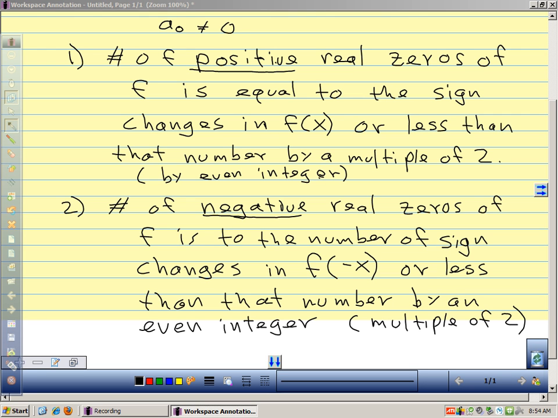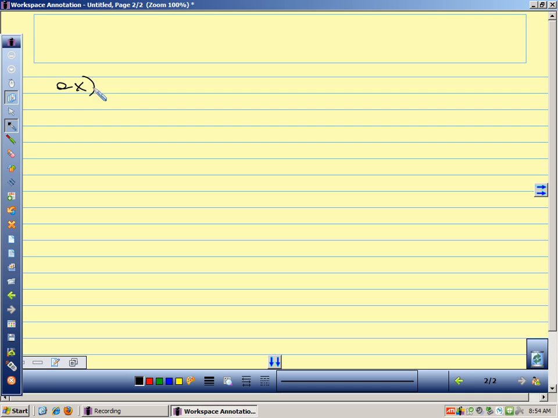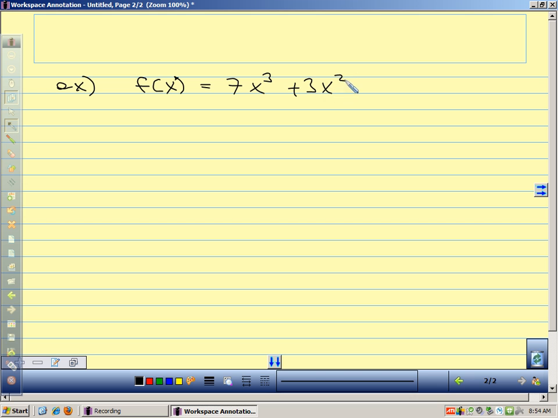So let's look at a couple of examples of using Descartes' rule of signs. This is what helps you eliminate the number of real zeros to check. That's the whole idea of Descartes' rule of signs. So let's look at a couple quick examples, and that's all I want to say for today. Let's say we have f of x equals 7x to the third plus 3x squared minus 5x plus 9.